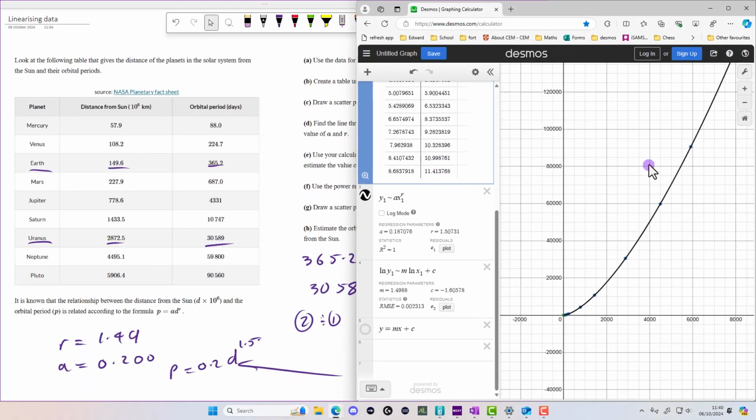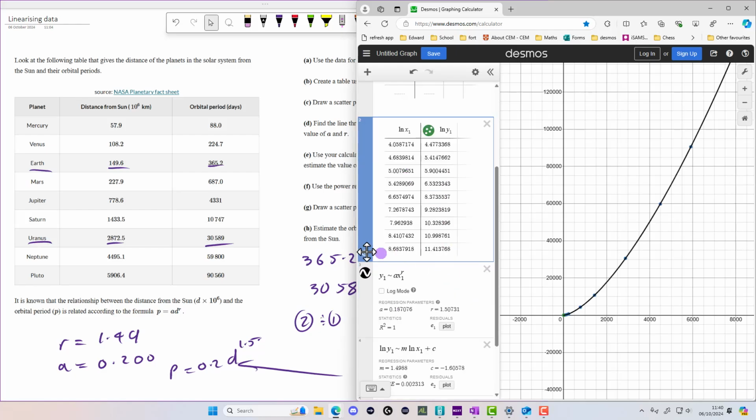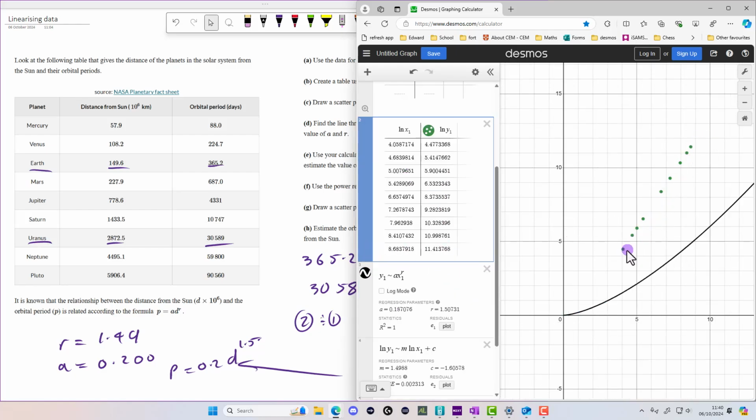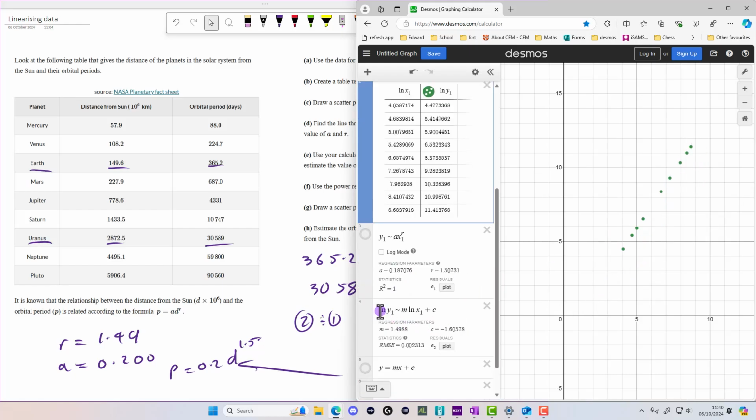Now, if you don't have that function on your calculator, you can take the logarithms of both sides and realize that in this power equation you've got a straight line. Let's just hide that one now. Then I did a regression on that line as well. Here I did natural log of y1 = m natural log of x1 + c. So my natural log of y1 is my y values plotted here, and my natural log of x1 is my x values plotted here. And I've got mx + c, so I'm going to get an equation of a line.